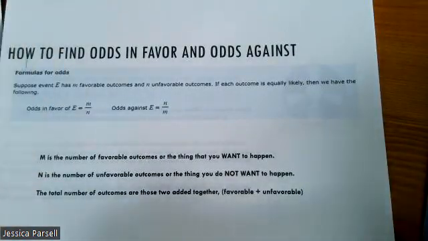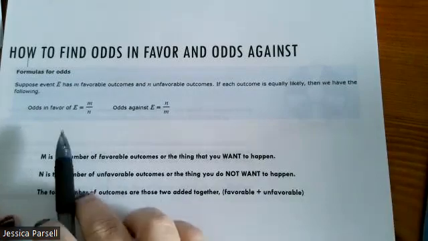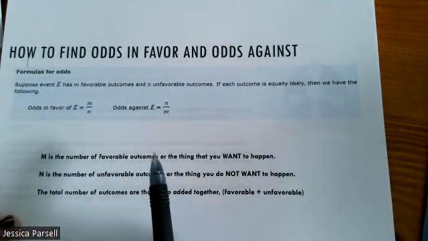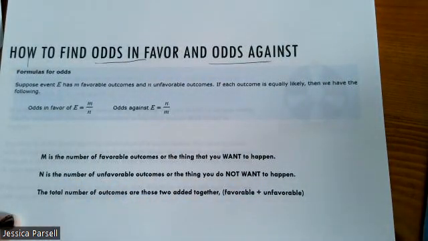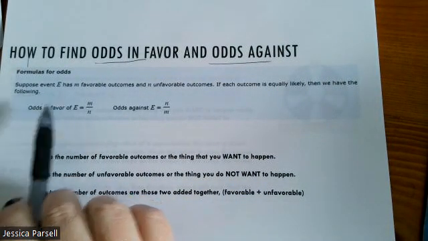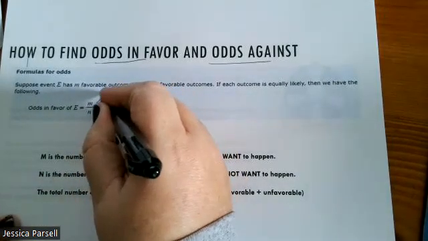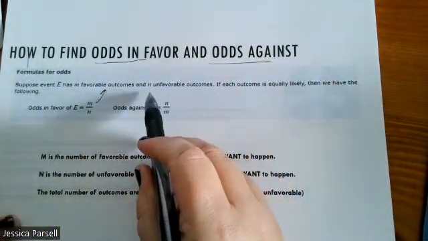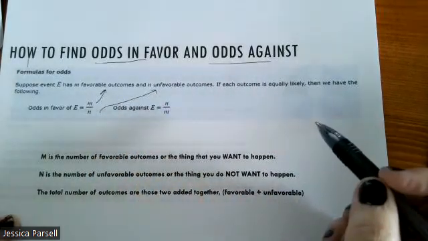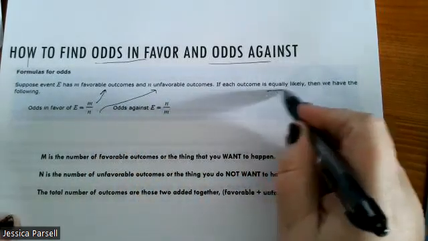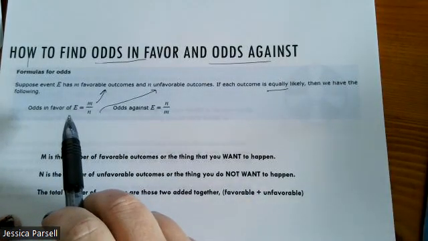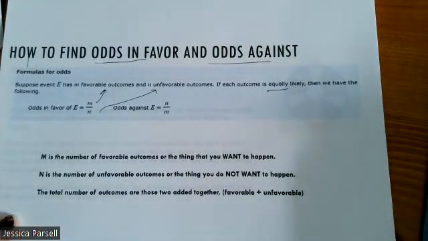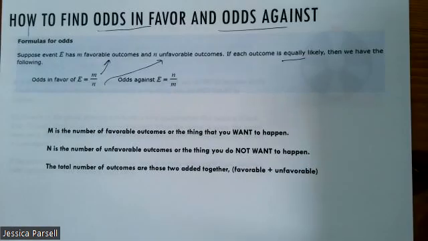Okay, so very key formulas here. So how to find odds in favor and odds against. So you're going to be asked to do both. So we want to make sure we have these key formulas. Suppose event E has M favorable outcomes, that's the favorable outcomes, and N unfavorable outcomes. If each outcome is equally likely, then we have the following. So you're going to calculate odds in favor by figuring out what is your favorable outcome and what is your unfavorable outcome.